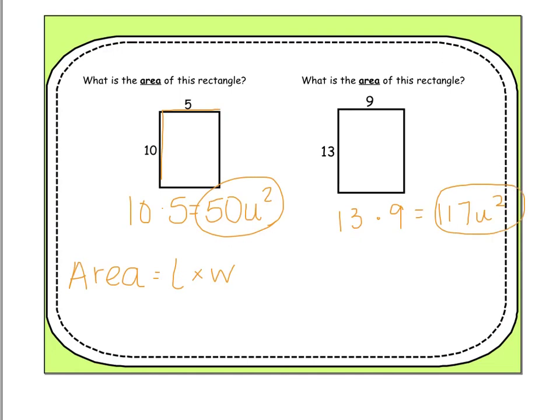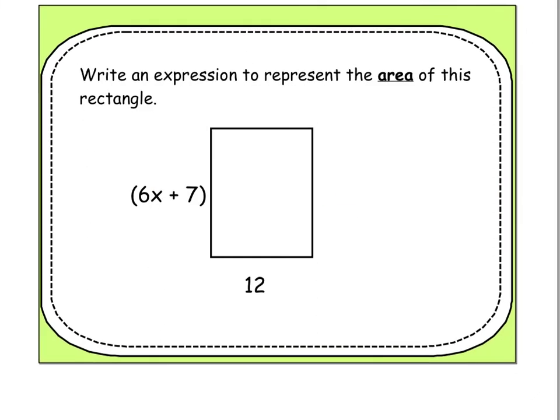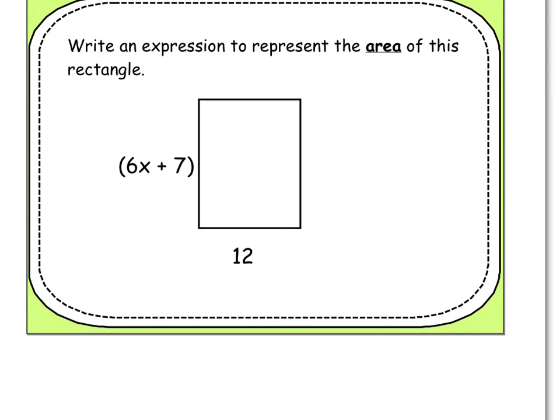When you go to the very last, you notice it gets a little bit harder because now it's not just a number, it's what we call a binomial. So in order to find the area here, we would have to take 12 and multiply it by 6x plus 7. But when we go to multiply something like this, it actually sets up the distributive property.